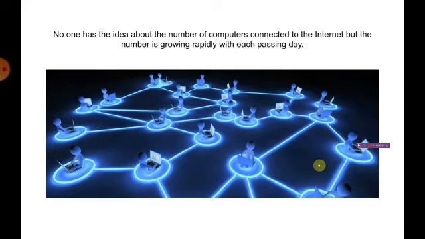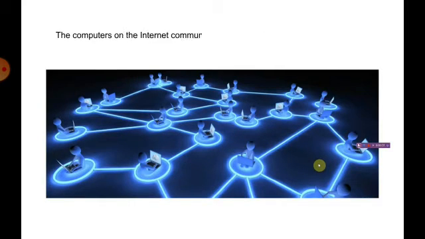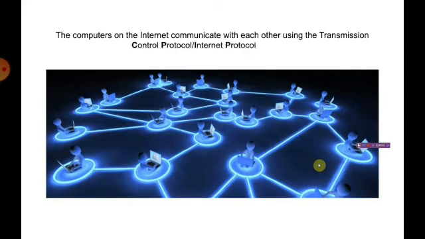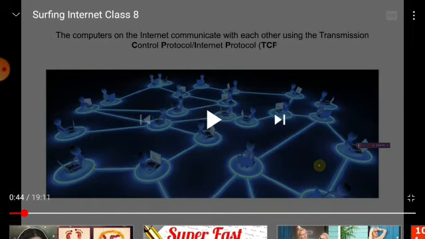with each passing day. The computers on the internet communicate with each other using the Transmission Control Protocol or Internet Protocol (TCP). So children, in the previous class we have learned about the history of internet, how it started with the basic network of 4 computers in US which was called ARPANET, Advanced Research Projects Agency Network, and which gradually spread around the world and which was accessed by universities and general public and was called the internet, that is, international network of computers.